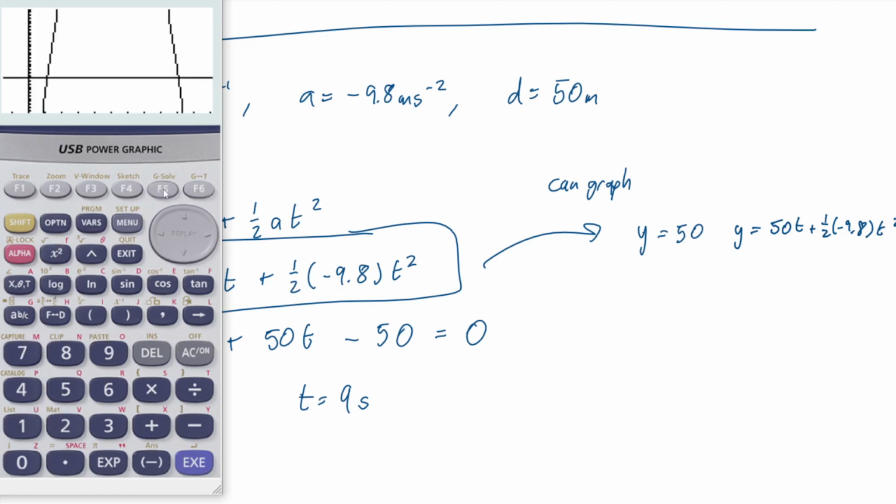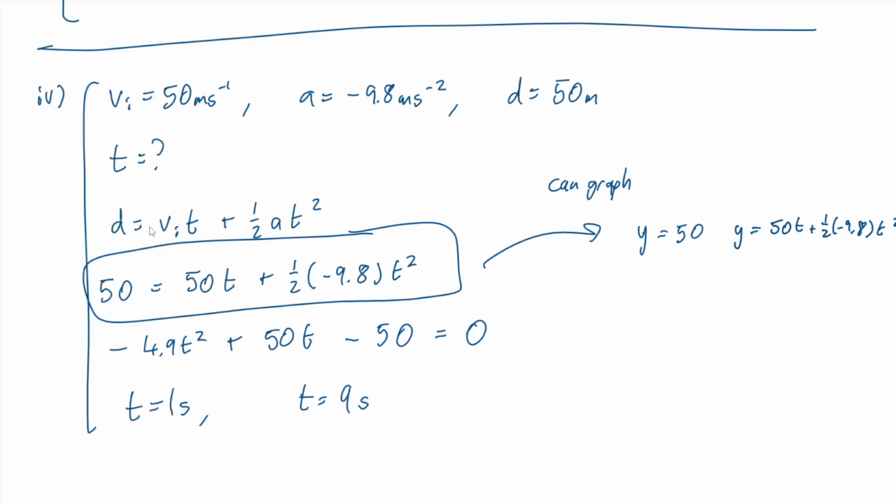And where it intersects, so we hit Gsolve, ISCT, F5, at x equals 1.1 and at x equals 9. So those values of x are actually the time when the rocket is at 50 meters, which is 1 and 9 seconds, as we got previously.